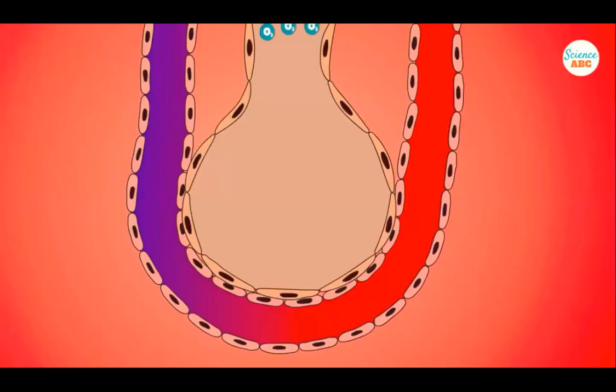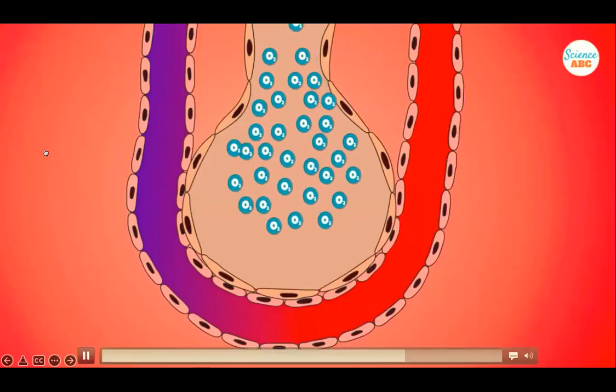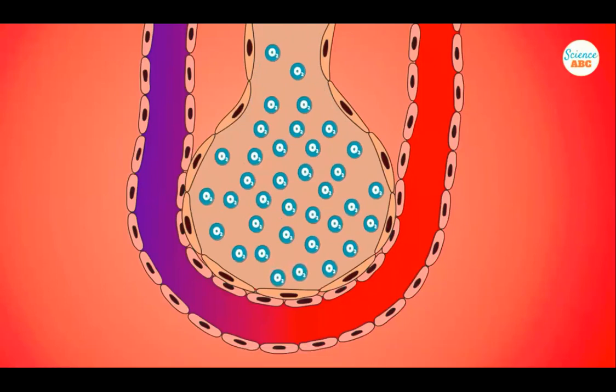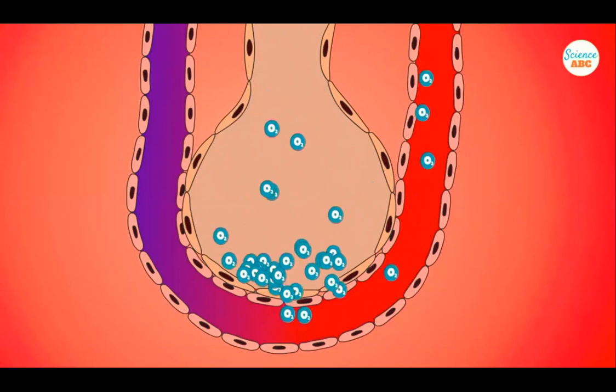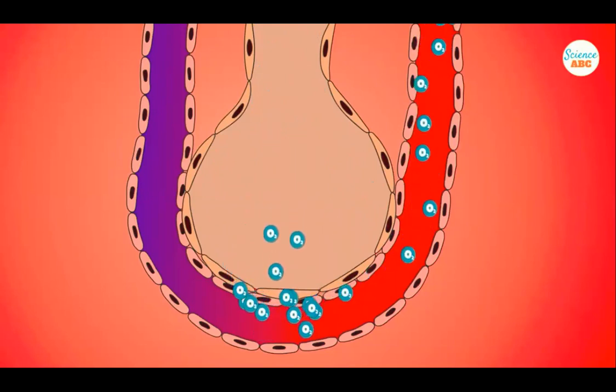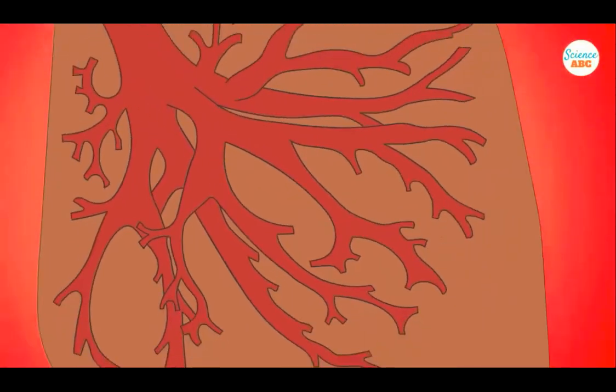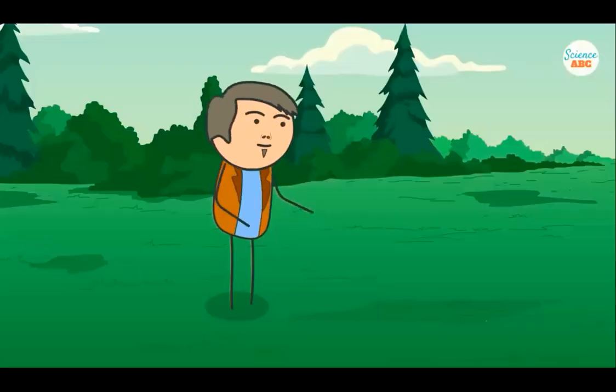In the alveoli, the partial pressure of oxygen is high, whereas in the blood vessels, the partial pressure of oxygen is low. As a result, oxygen will move from the alveoli into the blood vessels. Similarly, carbon dioxide's partial pressure is high in the blood vessels and low in the alveoli, so it will flow from the blood vessel into the alveoli. This exchange of gases happens all the time in the approximately 500 million alveoli found in the lungs.